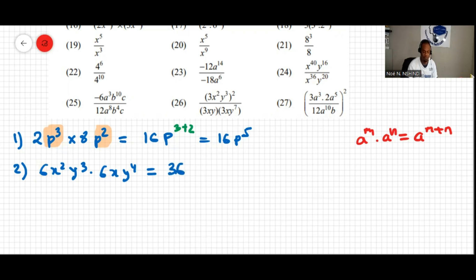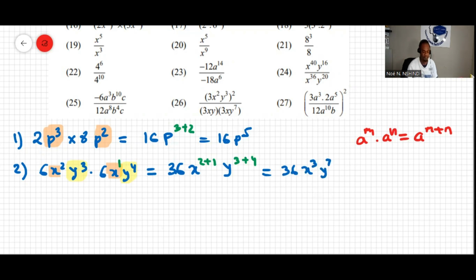And then the variables here, we have two different variables. X is raised to the power of 2, and then x here, we don't see any exponent. When you don't see any exponent, understand that the power is just 1. So over here, you can just write x, and then you add the exponents, applying this law of exponents. So we're going to do 2 plus 1, and then for the other variable, y, we have y to the power 3 and then y to the power 4. Then again here we just want to see y there, and then we're going to do 3 plus 4. Now the answer here would be 36, x to the power 3, y to the power of 7.